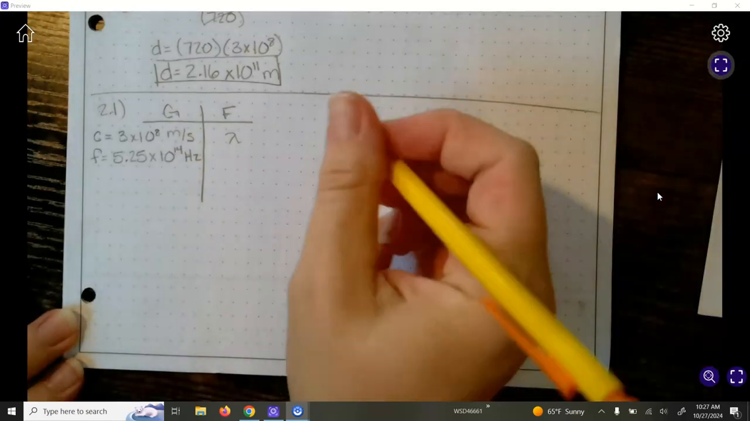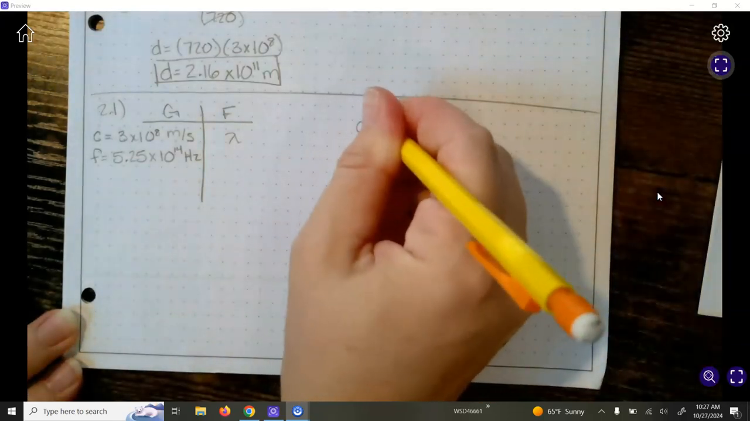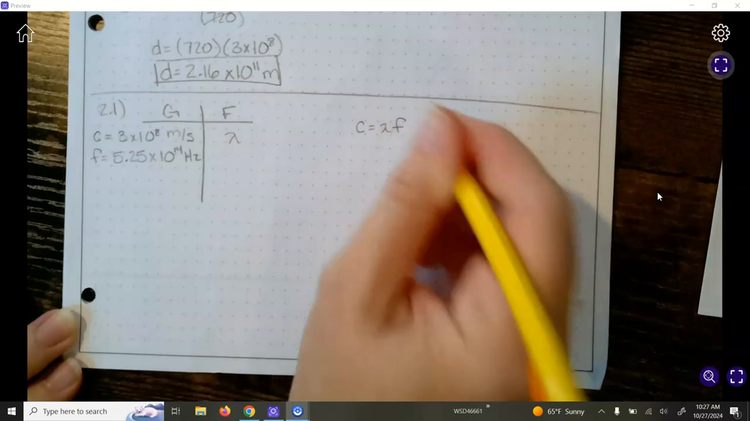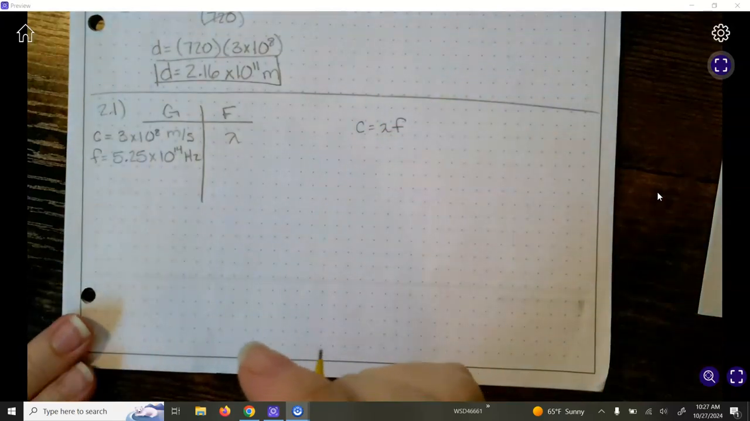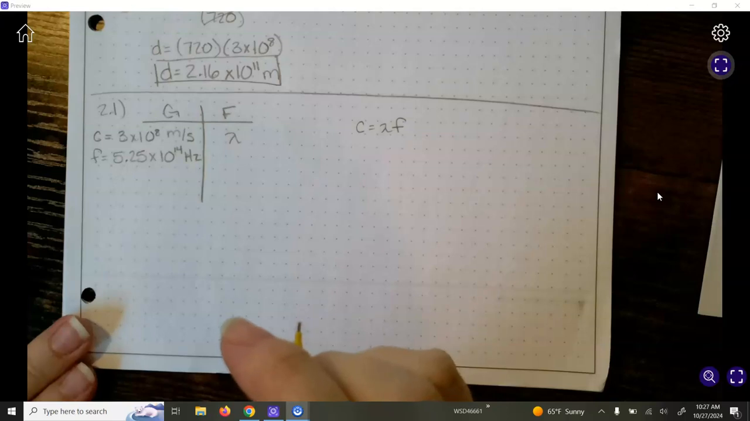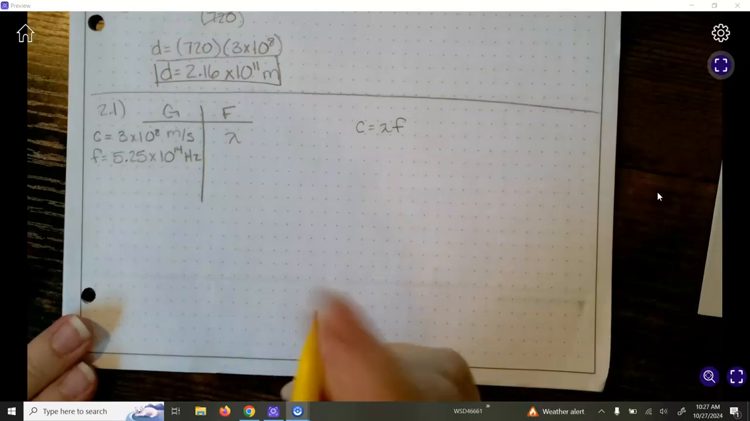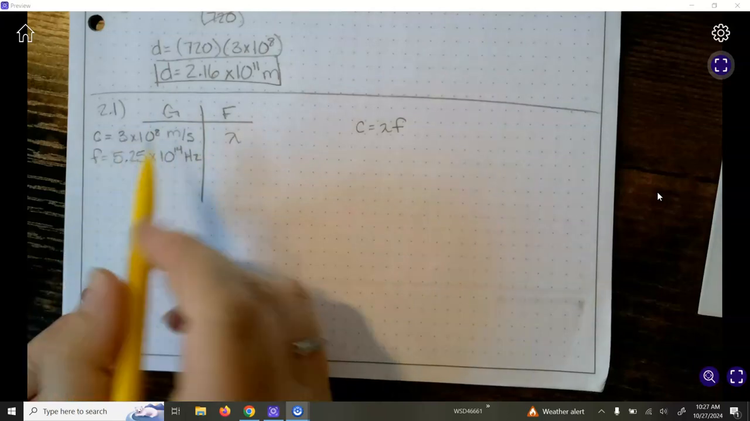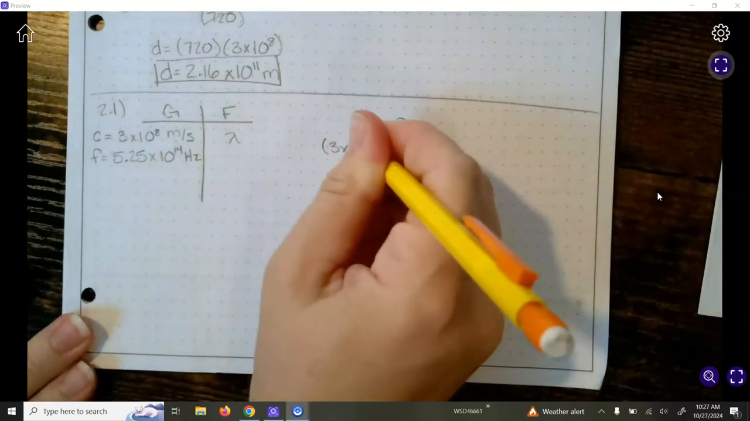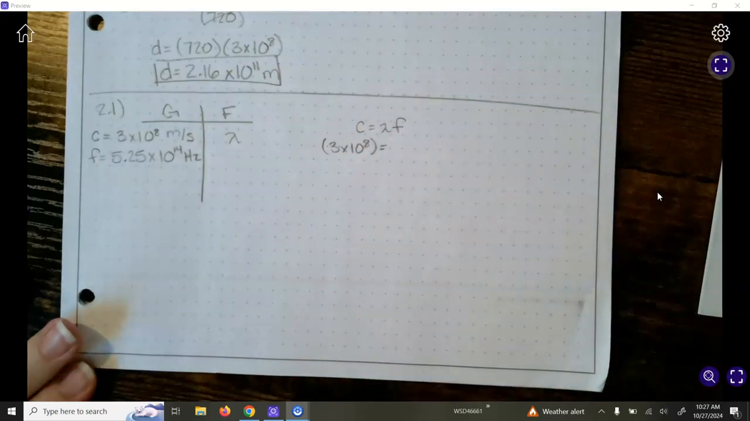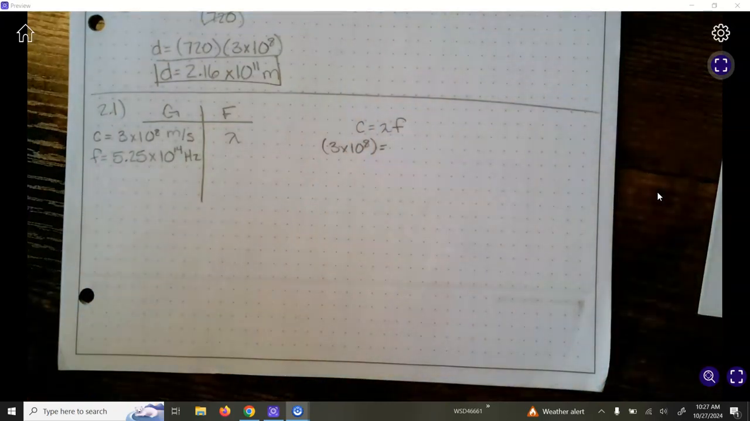C equals lambda times frequency, okay? Now, I have everything I need. I don't actually need to convert anything. These are all the units that I need. So C, I'm going to plug in 3 times 10 to the 8th. That's what's going to go on the left-hand side of my equation.